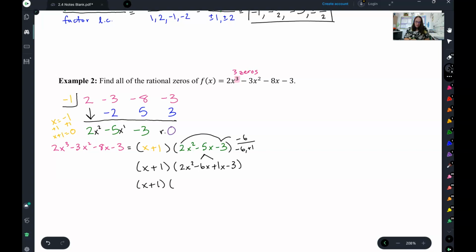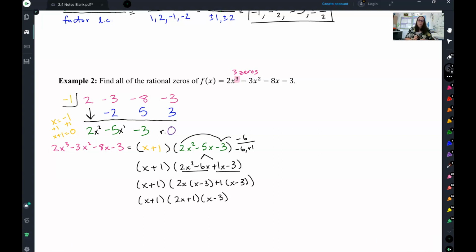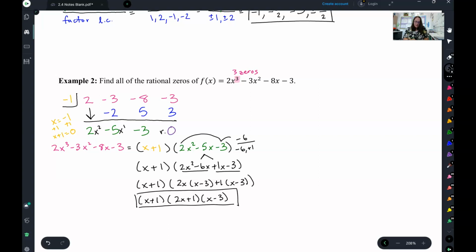Now I'm going to look at the first two. It looks like they have a 2x in common. Look at the second two. They have a 1 in common. So to factor this all the way, I have a 2x plus 1 and an x minus 3. So this is factored all the way. This is now my factored form.